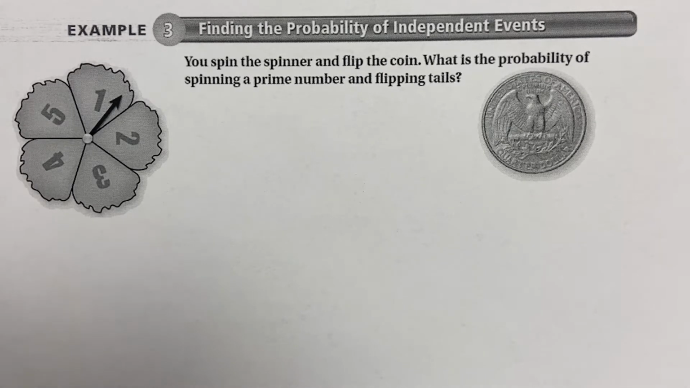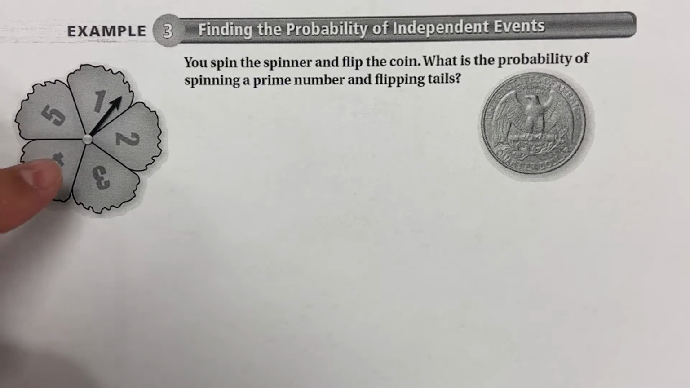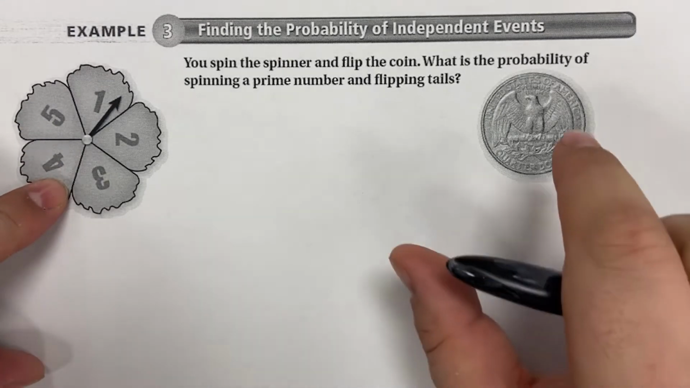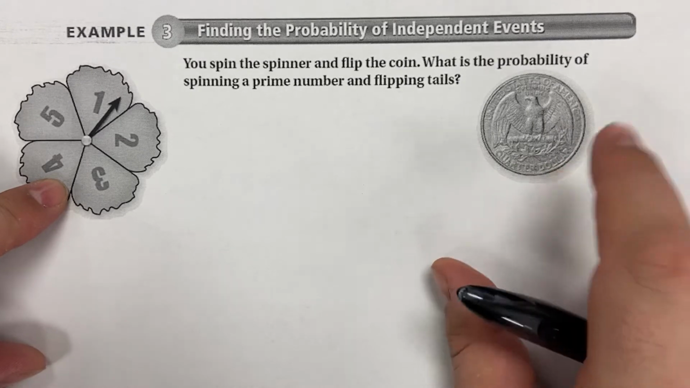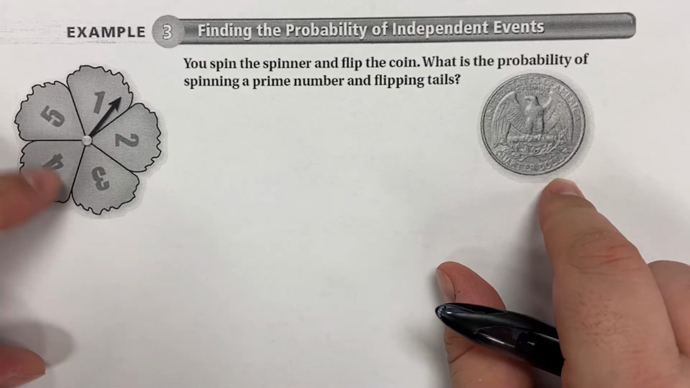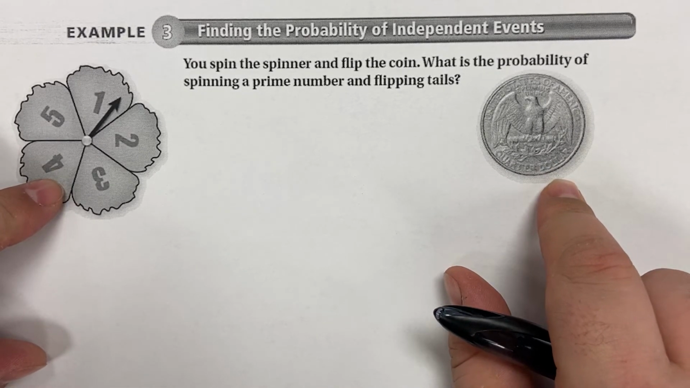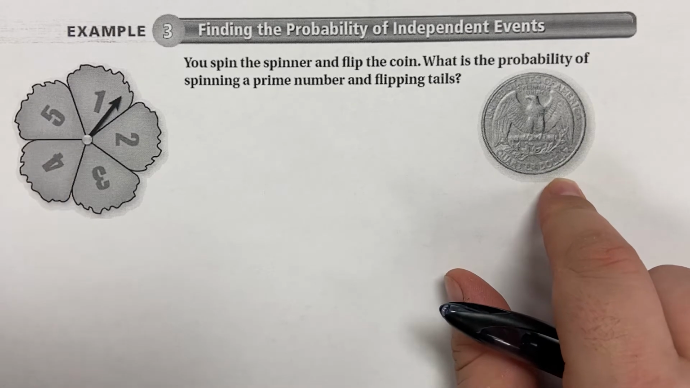First, let's start off by defining independent events as two events where one does not affect the other one, directly or indirectly. They have nothing to do with each other. They are independent of each other. So, you spin the spinner and flip a coin. Whatever we spin on the spinner does not affect the flip of the coin, and whatever we flip on the coin does not affect the spinner. That's what we mean by they are independent events.